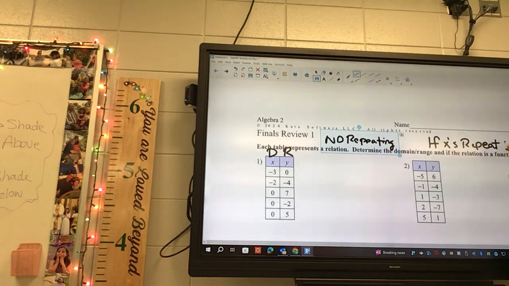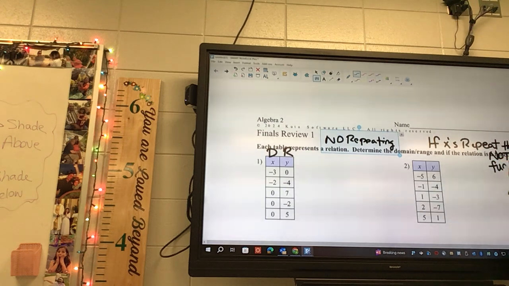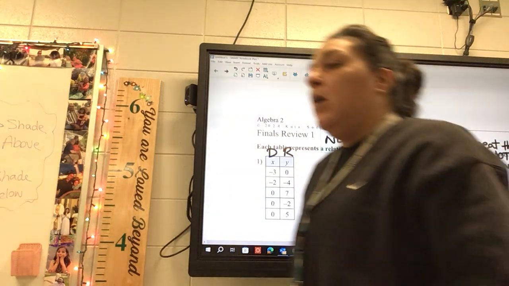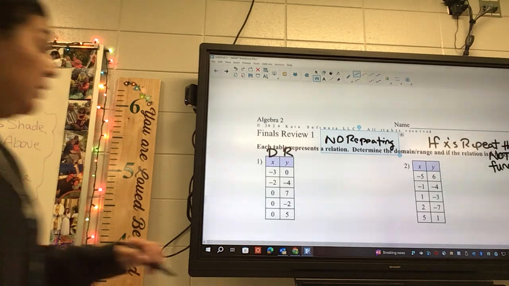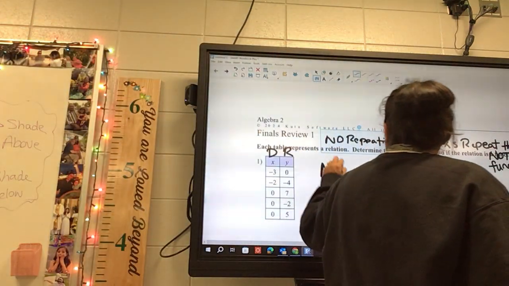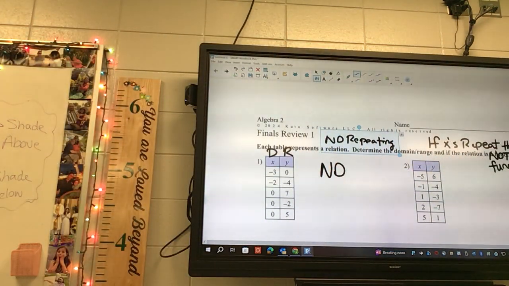then it's not a function. Okay, so if we're looking at number one, do any of the x's repeat? Yes, so then my answer is going to be no, it's not a function for starters. Okay, so my first part, my answer is no.